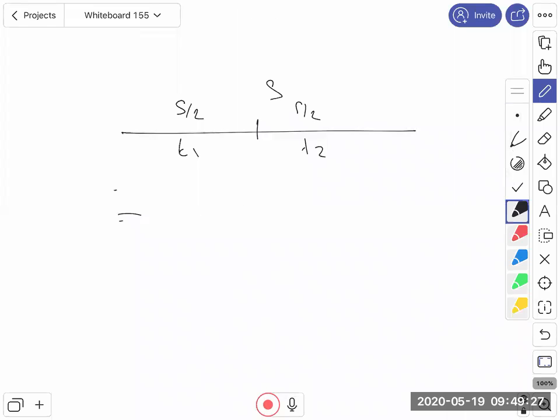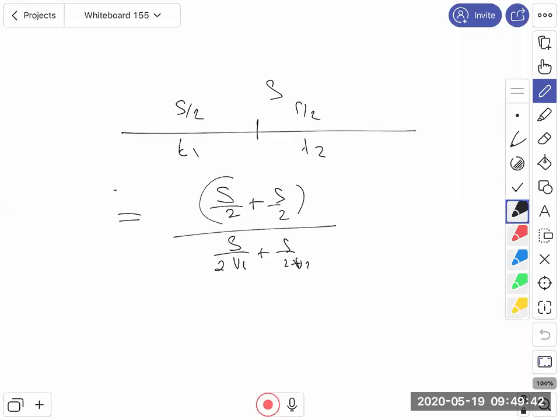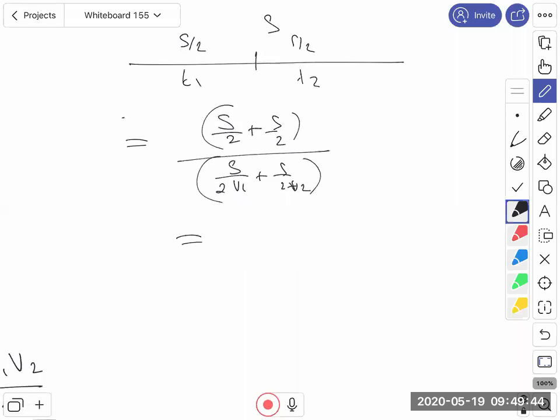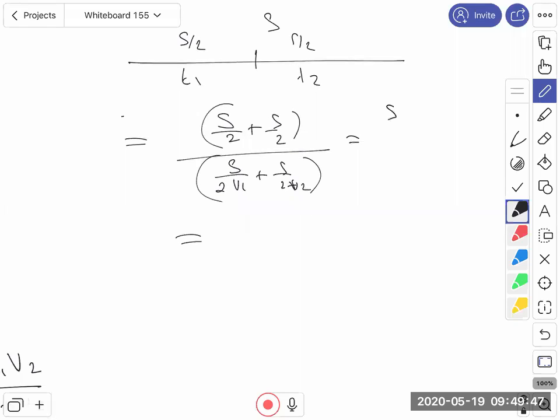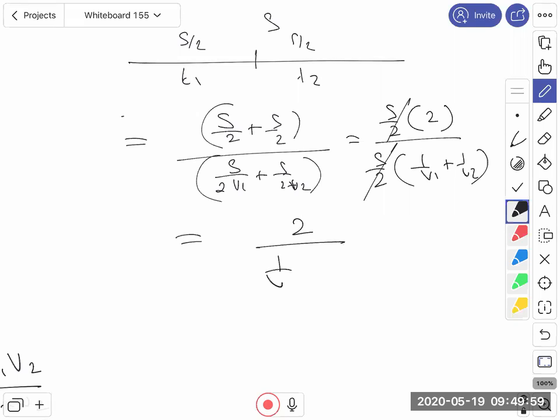Then what we'll write is total displacement, s by 2 plus s by 2, divided by time, which we can write as displacement by velocity. So we'll write s by 2 divided by v1 plus s by 2 divided by v2. If you are taking this s by 2 common over here, we can write s by 2 into 2. And here also if you are taking s by 2 as common, we'll get 1 by v1 plus 1 by v2. So anyway, this s by 2 and this s by 2 will get cancelled. Ultimately, you will get the same equation only. Yes, sir. Thank you, sir.